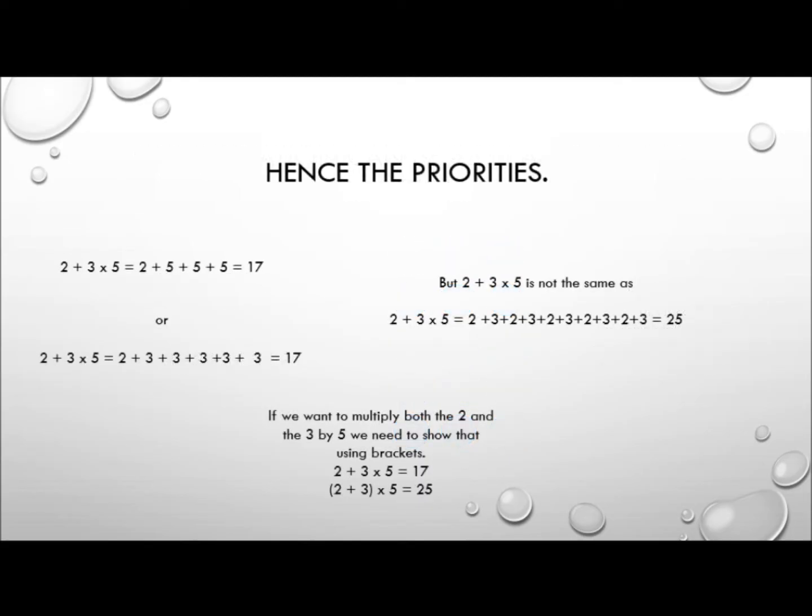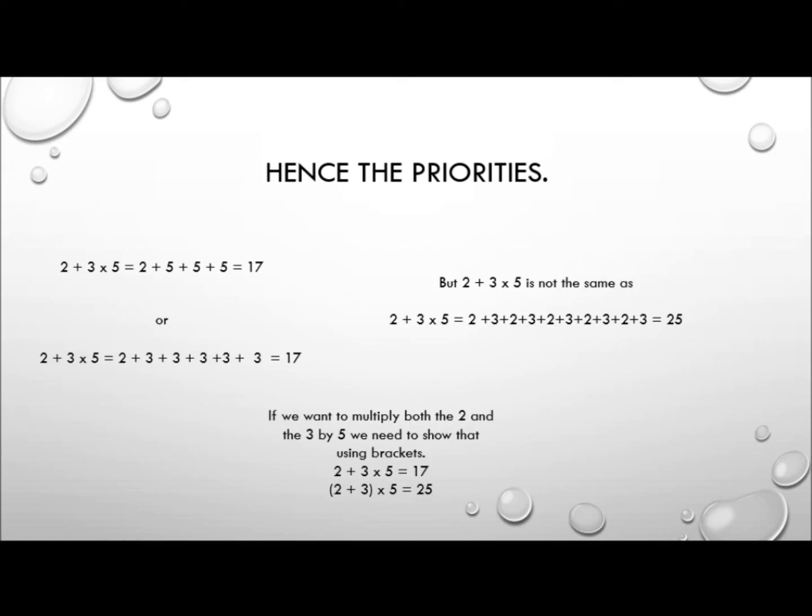So 2 plus 3 times 5 is the same as 2 plus 5 plus 5 plus 5, which is 17. It could also be considered as 2 plus 5 lots of 3, or 2 plus 3 plus 3 plus 3 plus 3 plus 3, which is 17. What it is not, however, is 2 plus 3 plus 2 plus 3 plus 2 plus 3 plus 2 plus 3 plus 2 plus 3, which would be 25.